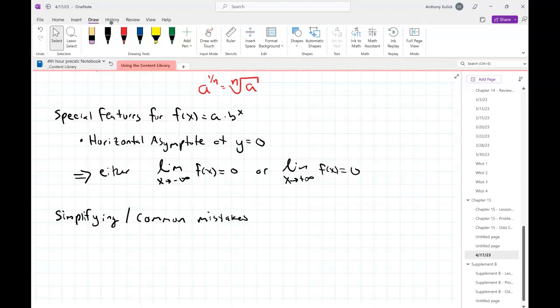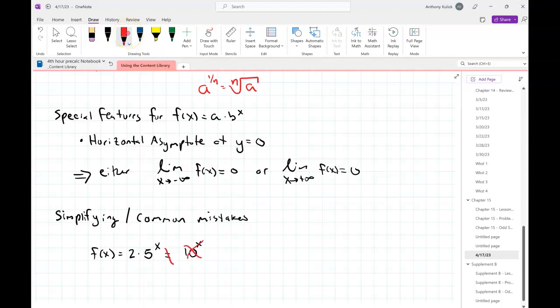All right, let's talk about some simplifying or common mistakes that I see students make. If I do 2 times 5 to the x, can I write that as 10 to the x? What do we think? At least you say no. Why not? You're shaking your head quite vigorously. Good. So you're right. This is not true.